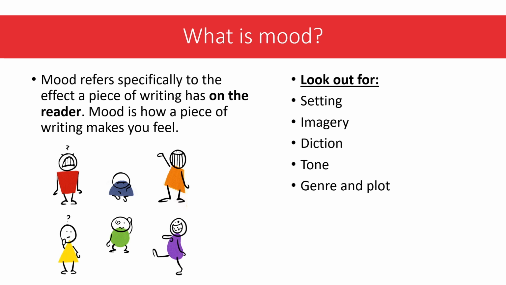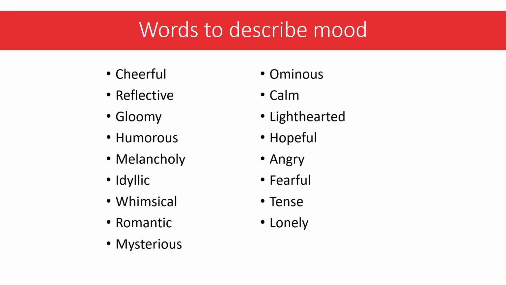Are there stunning, beautiful, vivid images, or are they images that are a little bit dark and gloomy? Look at diction once again. Are there a lot of slang words being used? Is there elevated language being used? Then, what's the tone? What's the writer's attitude? What are they trying to say to you? And then the mood will depend on the genre and the plot. Here are a couple of words to describe mood. It could be cheerful, melancholic, idyllic, mysterious, ominous, fearful, or even lonely. Write these words down and use them in the future.